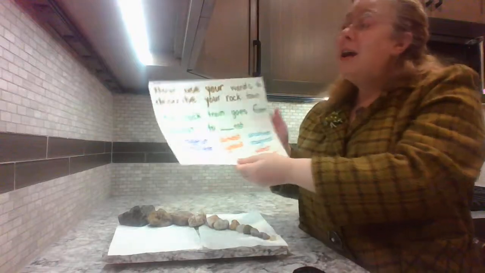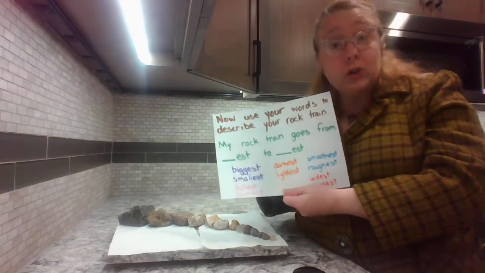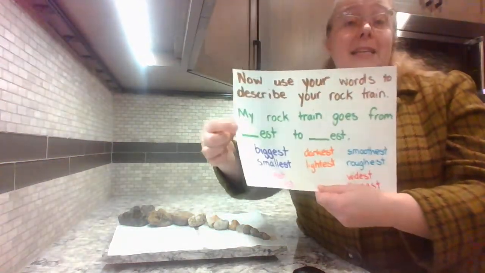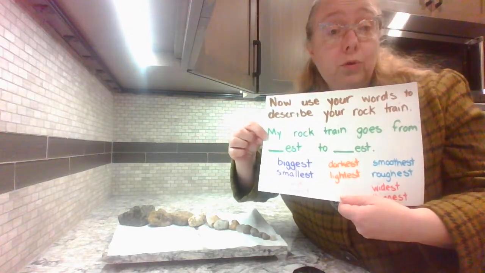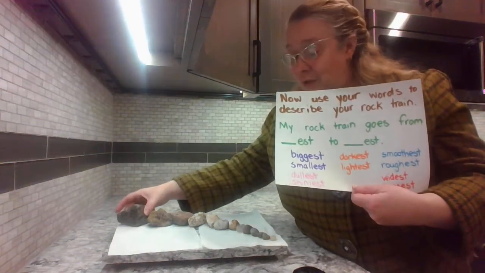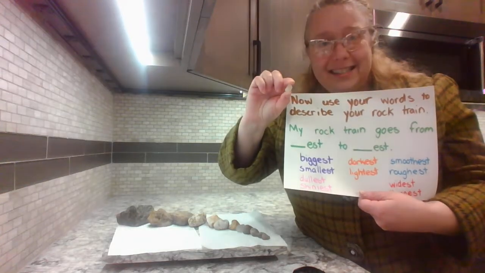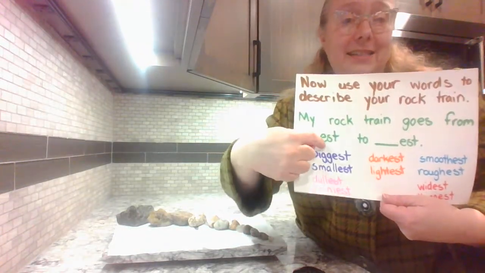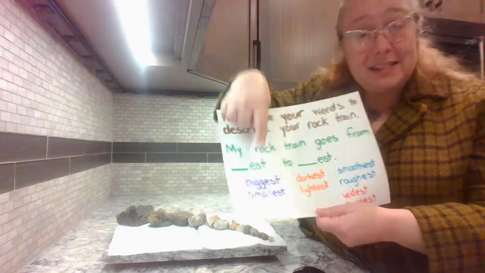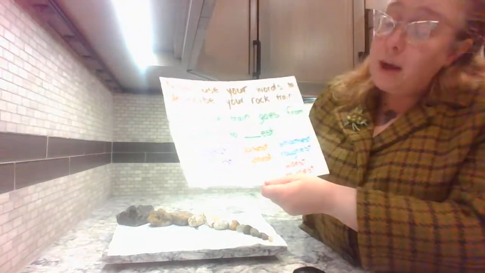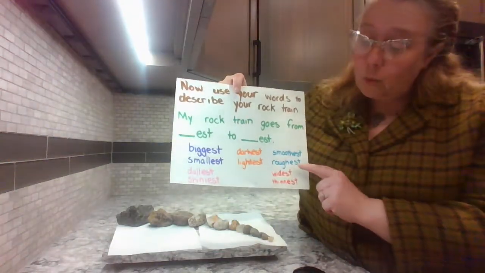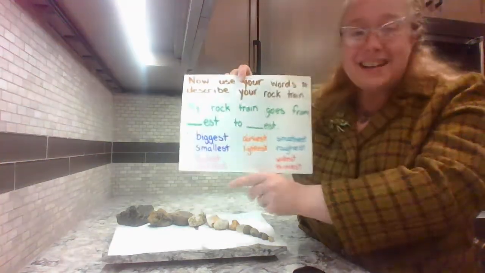Once you're done with that, I want you to use your words to describe your rock train. Think about using this sentence. My rock train goes from the biggest to the smallest. Notice we have the ending est. You might use the words biggest and smallest like I did, but you also might use darkest or lightest, smoothest or roughest, whitest and thinnest, or dullest and shiniest.